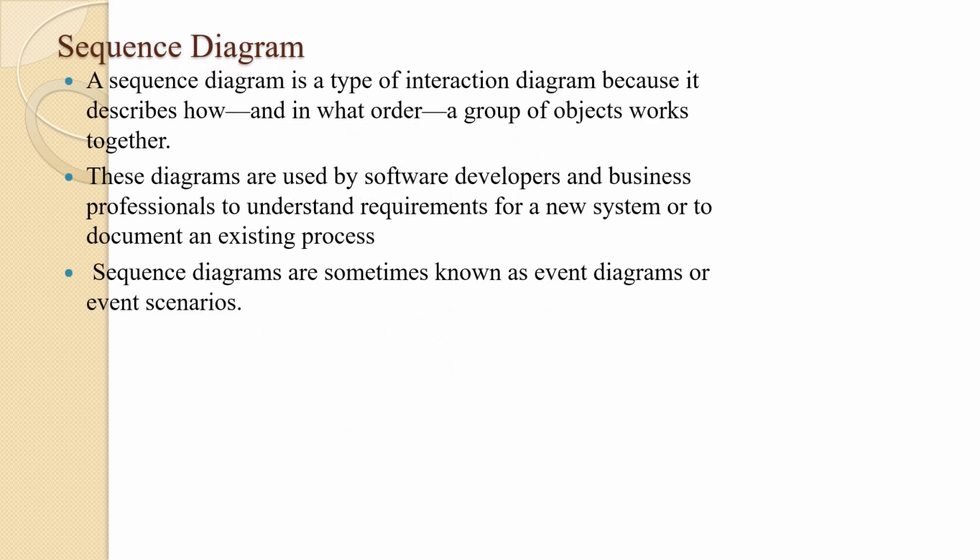Sequence diagrams. A sequence diagram is a type of interaction diagram. Sequence diagrams show how your objects interact in a particular scenario of a use case, showing the sequence of message exchange. It's a type of interaction diagram used in UML.